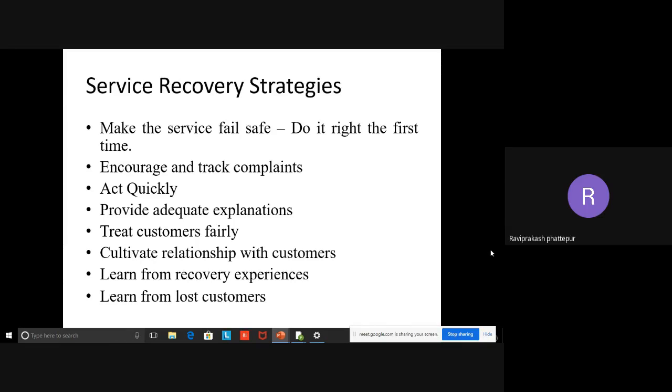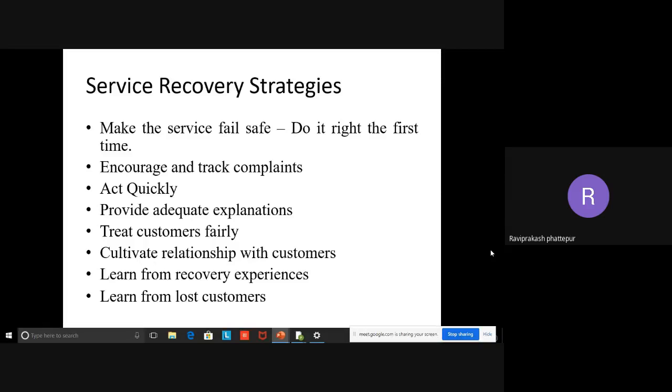Then learn from recovery experiences. This is very, very important. You have already faced a situation, and you should not repeat it. You should make sure that you do not repeat it. Why? Because if the same problems persist with the same customer, make sure that the same issue does not happen once again. It might be the same customer or a different customer.